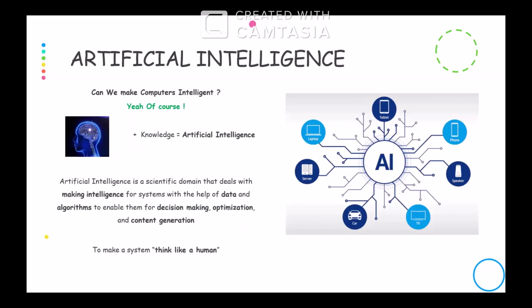algorithms, right? So with that understanding, I can define artificial intelligence as a scientific domain that deals with making intelligence for systems with the help of data and algorithms to enable them for decision making, optimization, and even content generation, right? So the purview of artificial intelligence is to make intelligence for systems with the help of data and algorithms. Okay. So the two major things we always need are the data and algorithms to enable them for decision making.